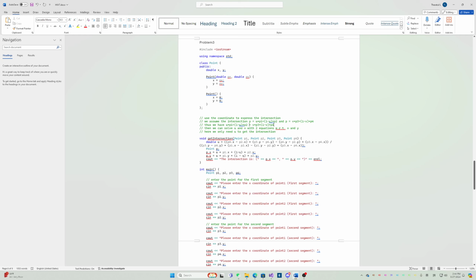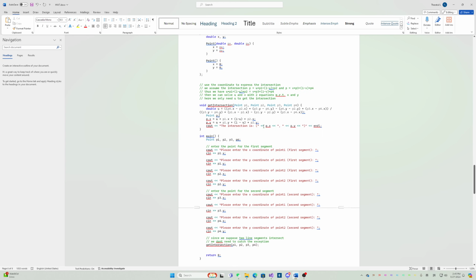And because for all the points here we have x and y, we can have 2 equations with respect to x and y, and then we have 2 unknown variables, which are u and v. Then we can solve u and v. But here we only need u to calculate P, and also we can use v definitely. But here I just use u. I calculate u and then plug it into the first one, the P1, P2. Then we can have the coordinate of the intersection point.